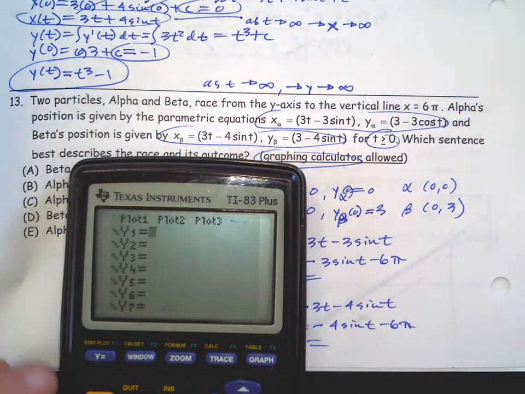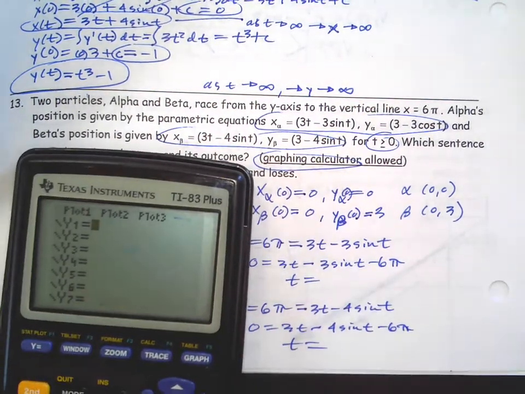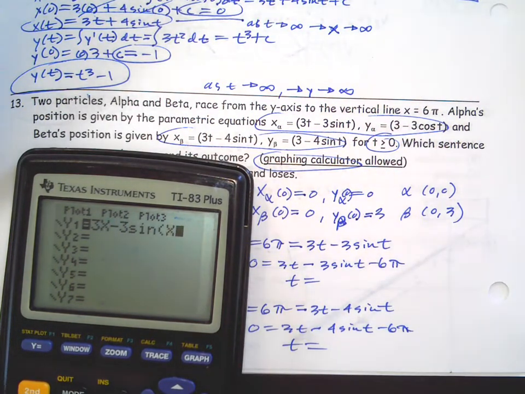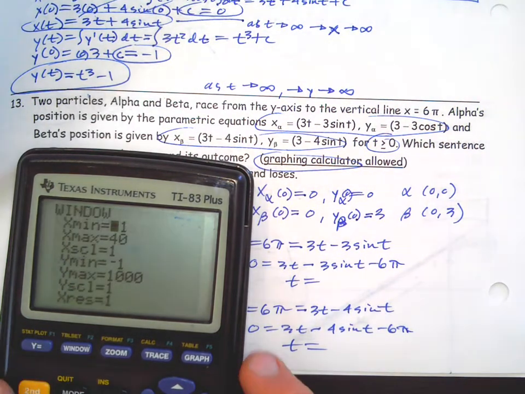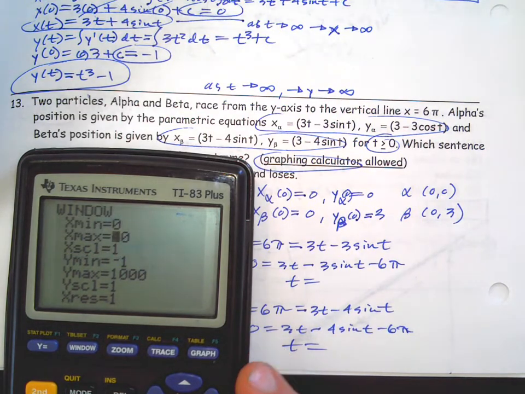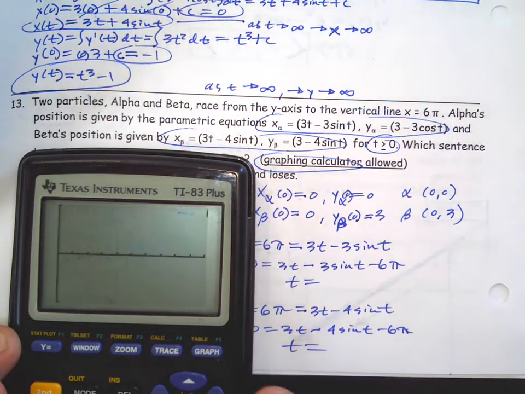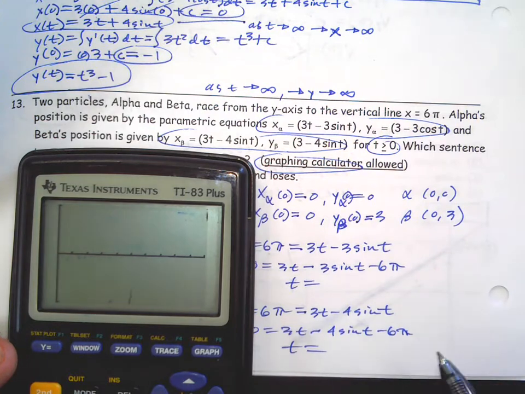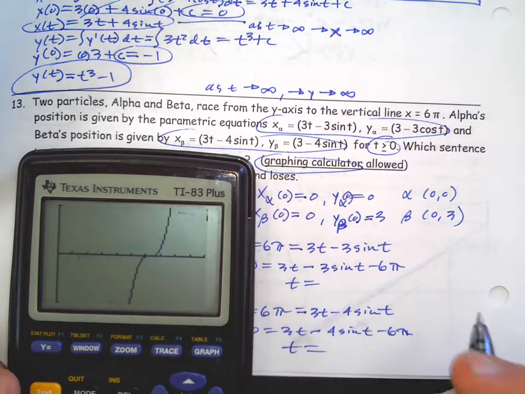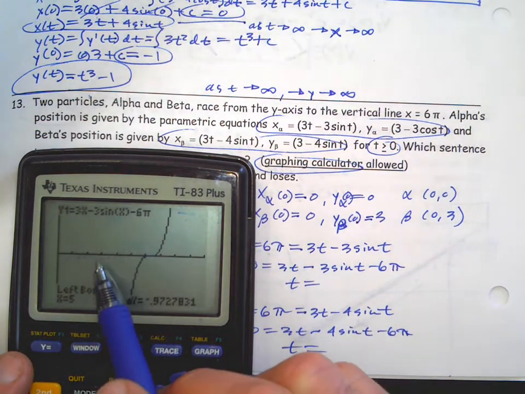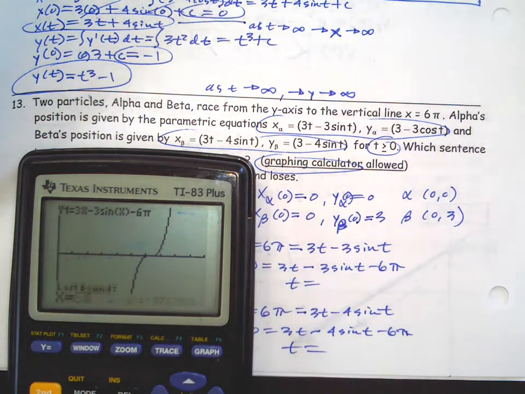and you do one of these at a time. 3x minus 3 sine x minus 6 pi. Window, I'm going to say 0 to 10. And all I care about are the x intercepts. And hopefully I just really care about the first one. So there's one right there. So that's when alpha first gets there. It's around 6.5 maybe.